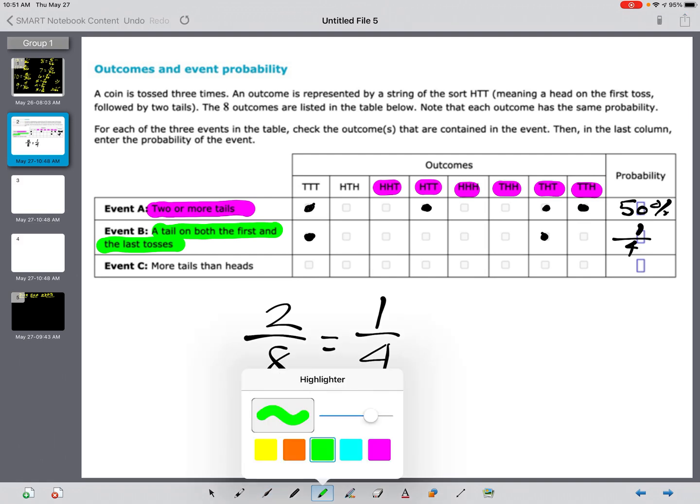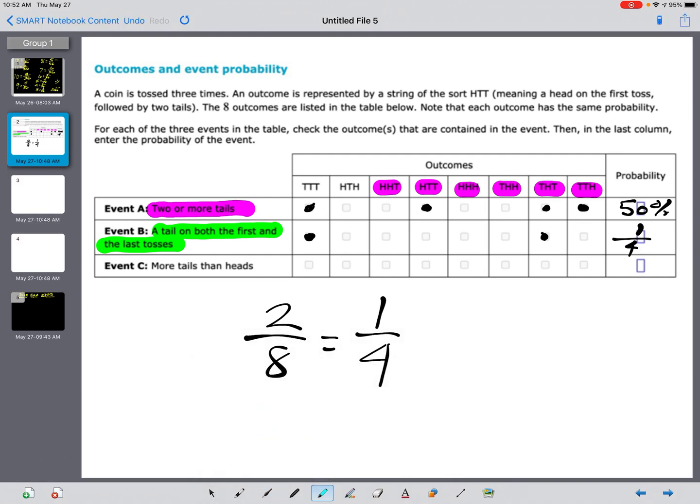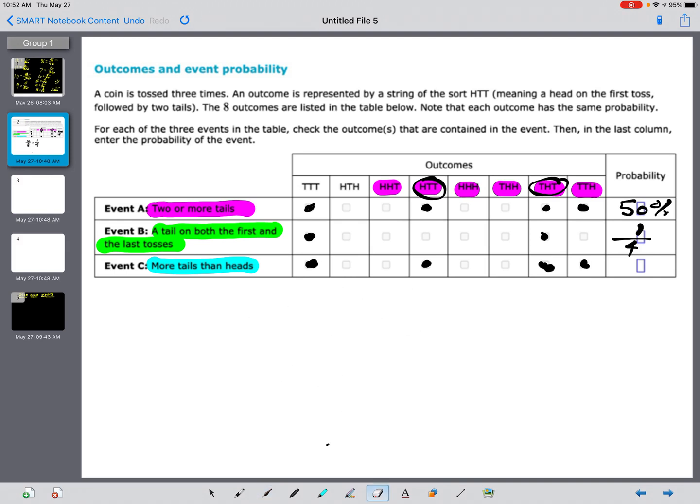And finally, we'll highlight in blue event C, more tails than heads. So all we've got to do is look for 2 T's, and we'll include that. So this one here. And so that's 4 out of 8. Again, so that's 1/2. And this is how you respond to these questions.